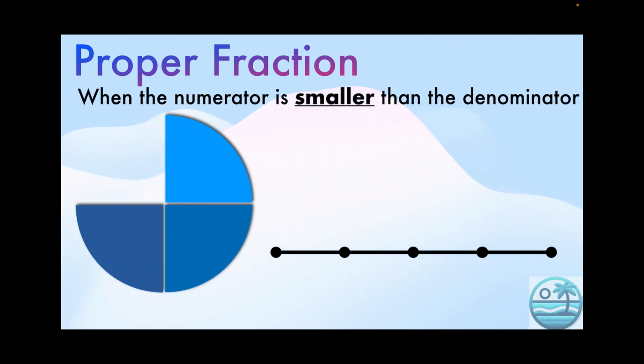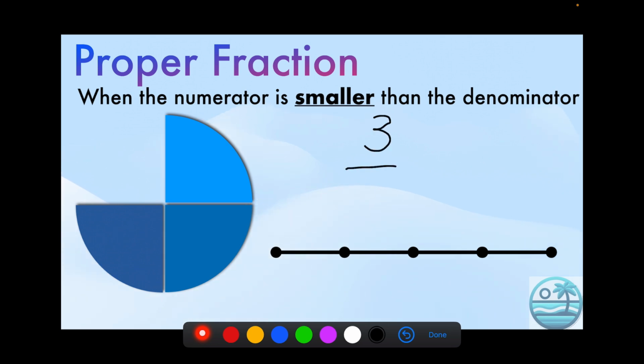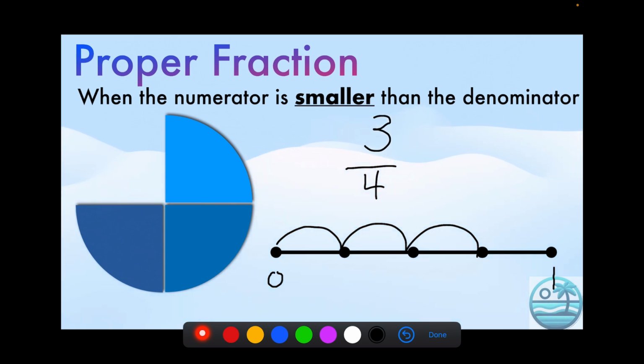Here you can see out of the 4 pieces this circle was cut into, we have 3 of them. We have 3/4 of our circle. If we look at that on a number line, 0 to 1 whole circle, we have 3/4 of that area to 1. So we have 1/4, 2/4, 3/4. That is a proper fraction.